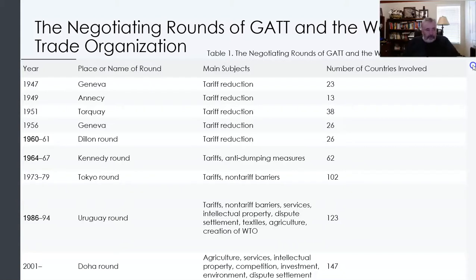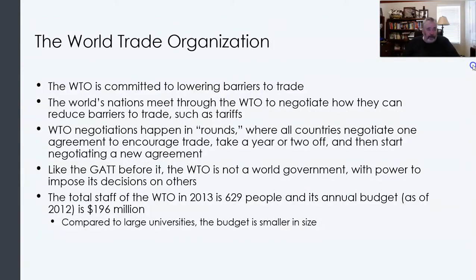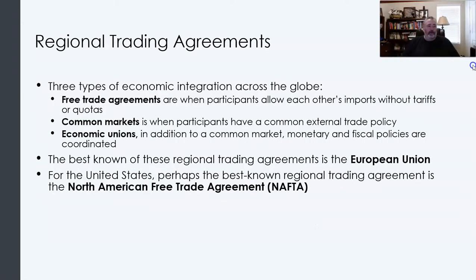So here's some list of some of the things they've done, right? They're committed to lowering barriers to trade, but have no authority to actually do so. None. That's a heck of a commitment there. I'm not saying there aren't plenty of countries that would love to reduce tariffs, right? So, economic integration around the globe, free trade agreements, common markets, and economic unions like the European Union. Certainly the European Union is a well-known regional trading agreement.